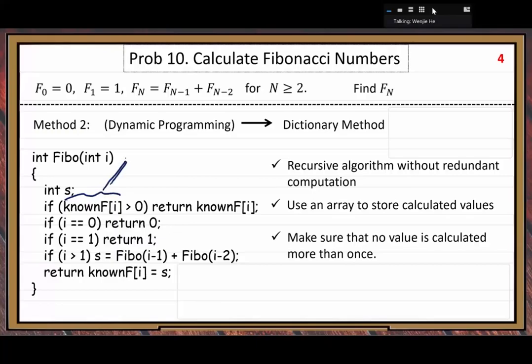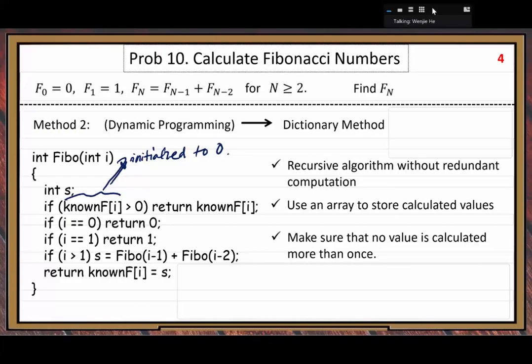Initialized to 0. Initial value is all 0. So if it's non-zero, greater than 0, then that means you already calculated the corresponding Fibonacci number before. That's the reason it is non-zero. It's greater than 0. So this is the checking step.